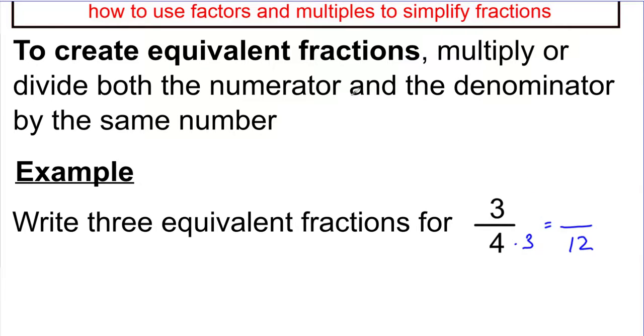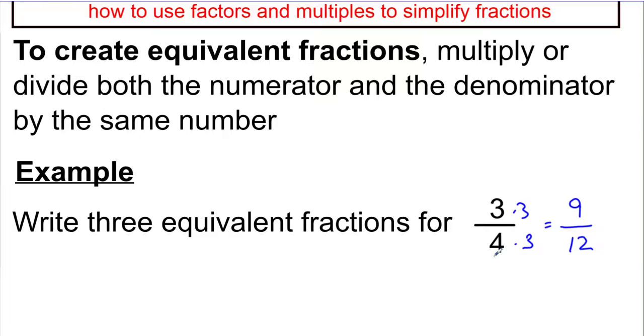But this statement up here says I need to multiply or divide both the numerator and the denominator by that same factor. In this case, I said times 3 in the denominator, so I need to do a times 3 up here as well. 3 times 3 gives me 9. And so what that means is that 9/12 means the same thing as 3/4. If you had a calculator handy and you did 3 divided by 4, you would get 0.75. If you did 9 divided by 12, your calculator would also give you 0.75. So the idea is that they represent the same portion of one whole, but they look different.